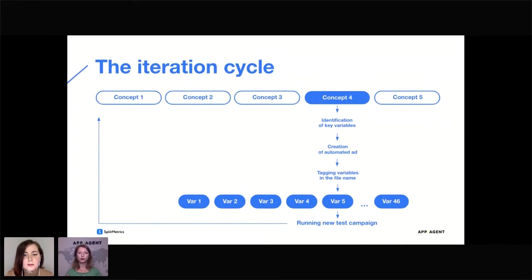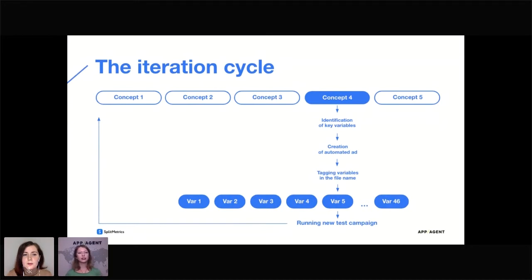So what you want to do then is sit down and analyze and identify what are the key variables that are making this concept successful. And then you can extract these variables. And even, again, you can plug in automation into this process if you have the technology. Like, for example, here at AppAgent, we have a script that helps us tag different variables in a sheet. And then we are able to quickly and efficiently produce huge amounts of iterations of a single concept.